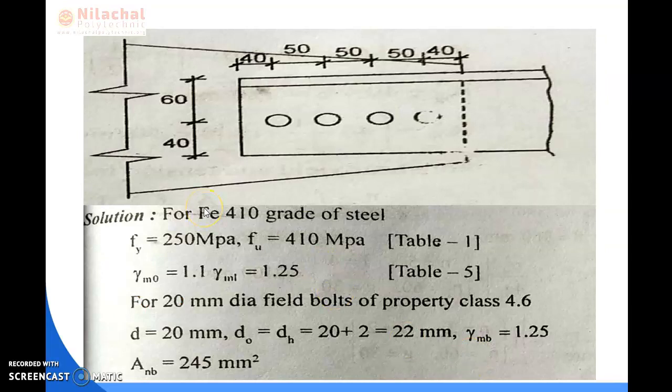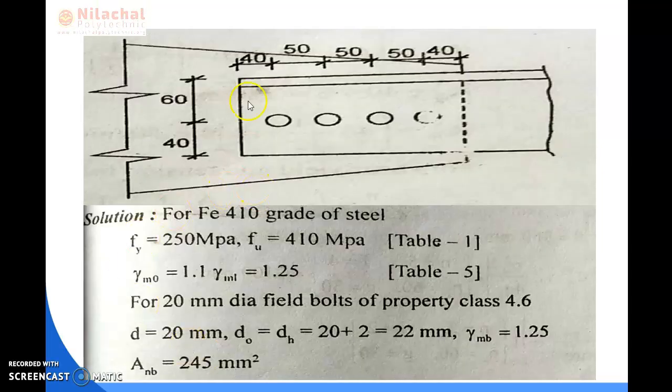So here we have to assume the steel is of grade Fe410. For Fe410, the yield stress is 250 MPa and ultimate strength is 410 MPa. And gamma m0 is 1.1, gamma m1 is equal to 1.25. Next, for a 20 mm diameter bolt, the bolt hole diameter is 22 mm and the partial safety factor for the bolt, gamma mb, is equal to 1.25, and the nominal area of the bolt is 245 mm square.